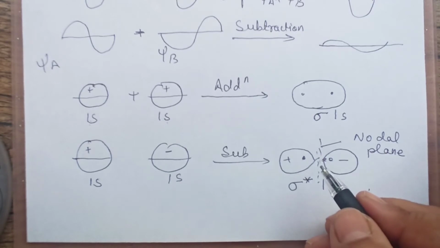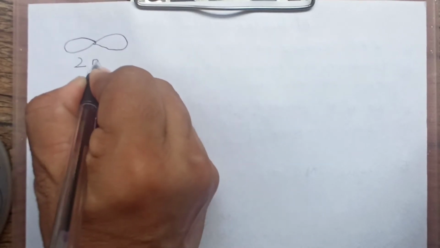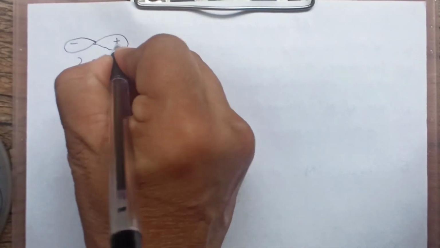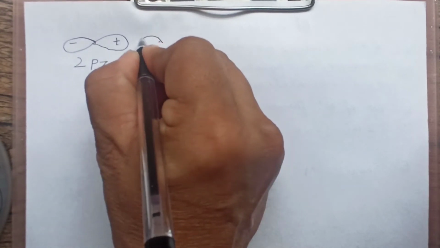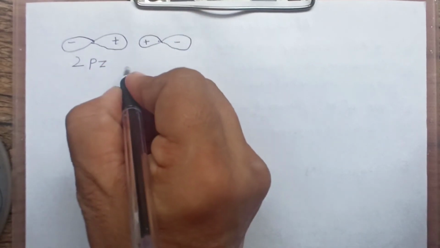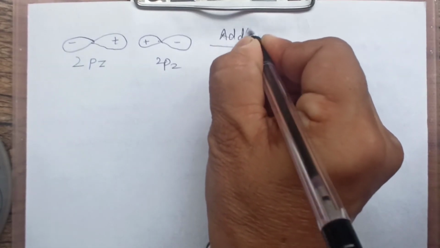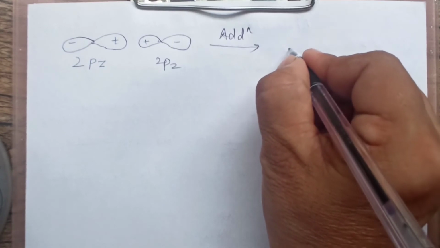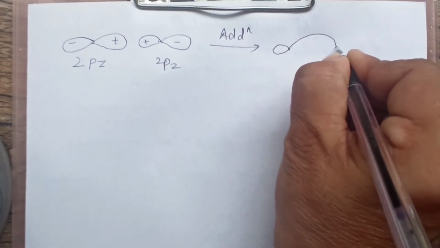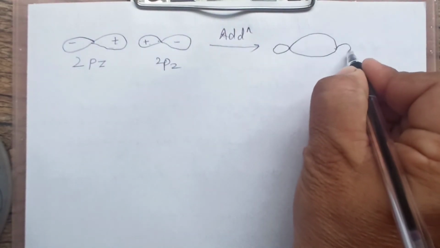Now let us see how p overlaps and forms molecular orbitals. I am writing here for 2pz. So 2pz of one, when it combines with 2pz of another one, if the two positive signs come nearby, we will say there is addition. When there is addition, that inner part you will make overlapped and slightly bigger. So these two will fuse together and form a bigger lobe, and on the sides you are going to show smaller ones.